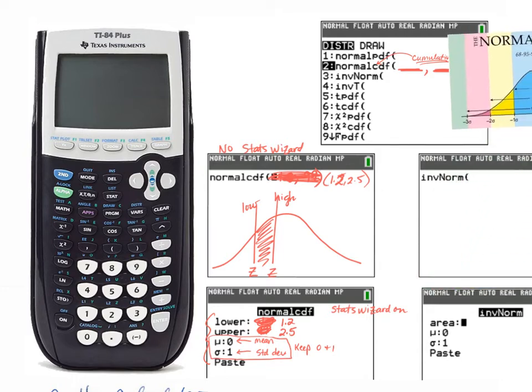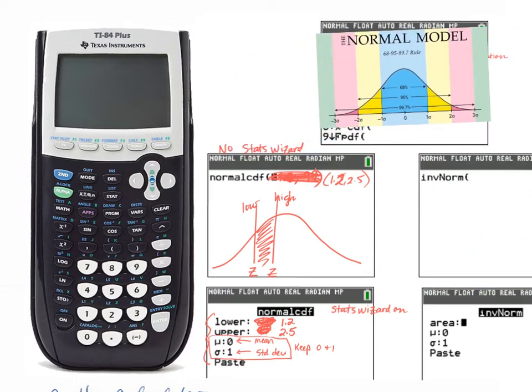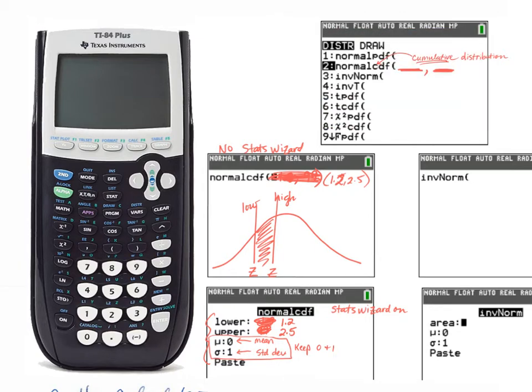All right, so now what I want to do is teach you about inverse norm. Inverse norm will get you the Z-score, okay? Inverse norm of the area below is the Z at that spot. And so we're going to try and do that.